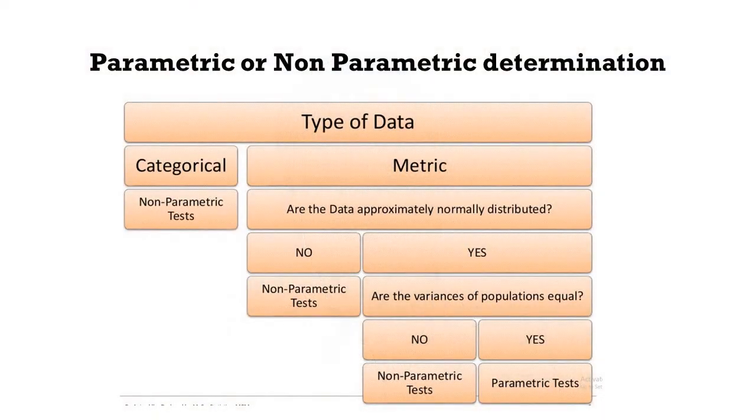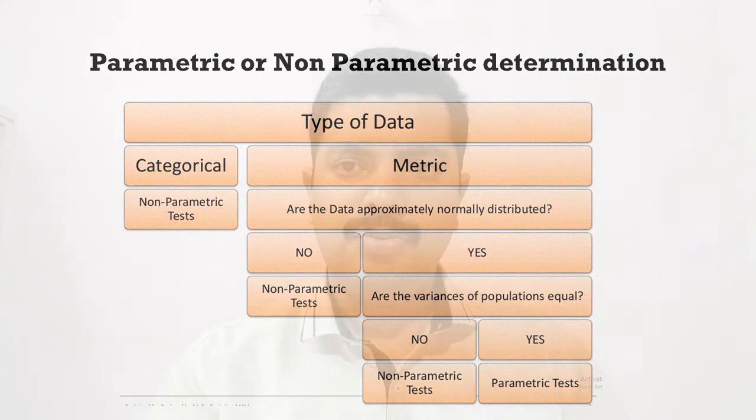But if your data is normally distributed, then the next question to be asked is: are the variances of populations equal? If it is yes, use parametric test. If it is no, use non-parametric test. At the same time, if the data is not normally distributed, then you go for non-parametric test. So, on a very basic note, this is what is to be understood when it comes to parametric and non-parametric test.